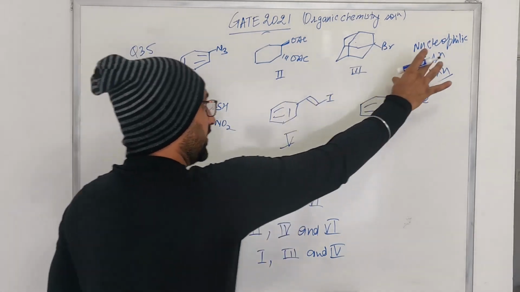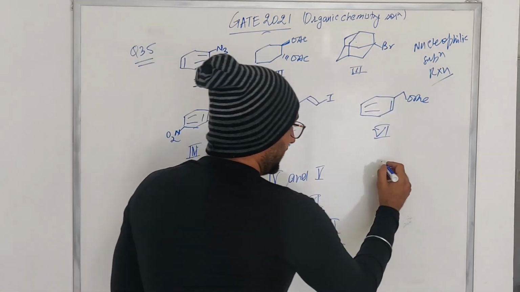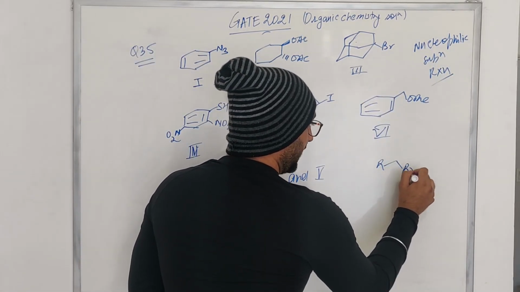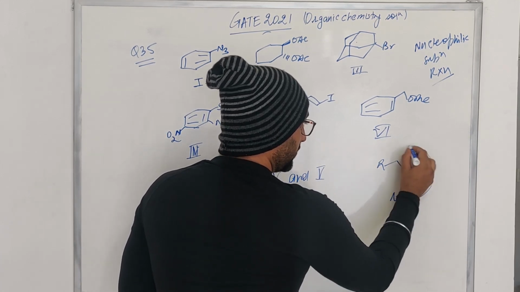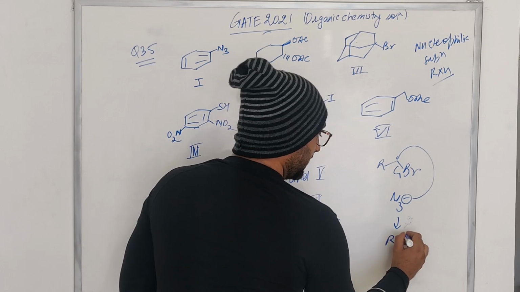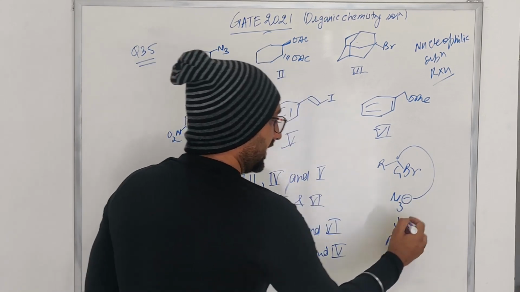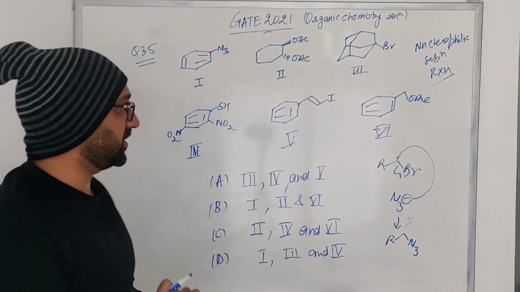Nucleophilic substitution reaction means, let us suppose you have this alkyl bromide and you are doing a reaction with the azide. So azide is going to attack this one and you are going to form this compound. So this is what they are talking about, nucleophilic substitution reaction.